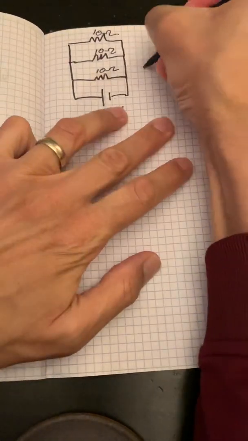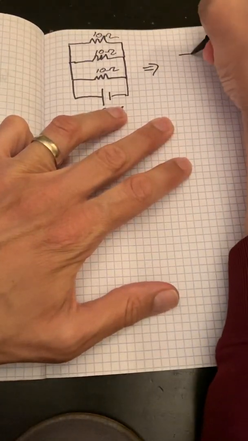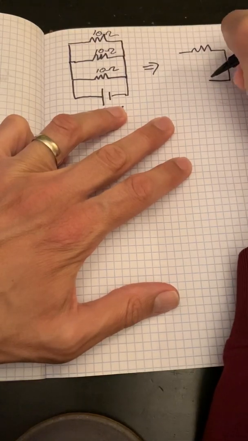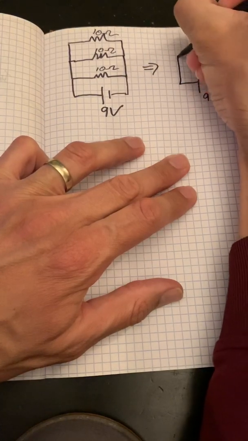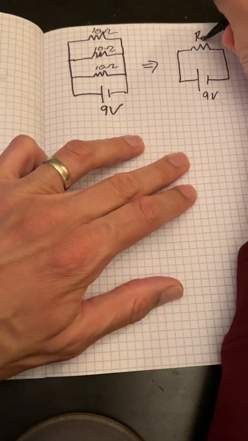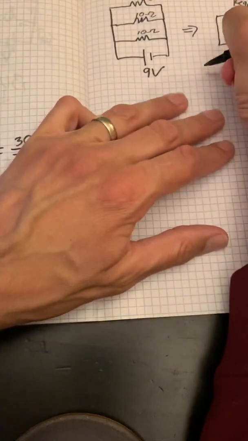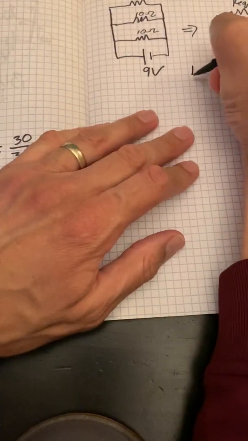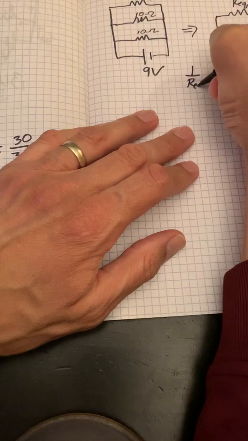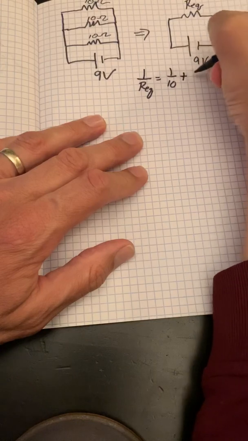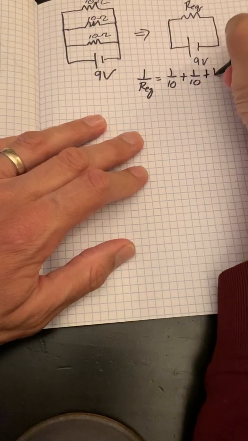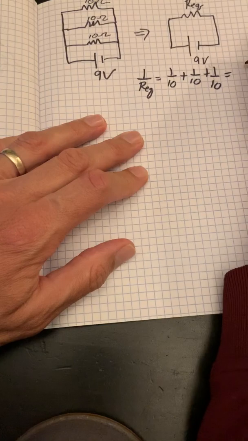Okay, so here I have my parallel circuit, and if I want to get my equivalent circuit, I draw something like this. I've got my 9-volt battery down here, and I'm going to write this as Req. To actually find that value, I follow the rules for parallel resistors, and that's 1 over Req would be 1 over 10 plus 1 over 10 plus 1 over 10. Well, that's easy. That's 3 over 10.